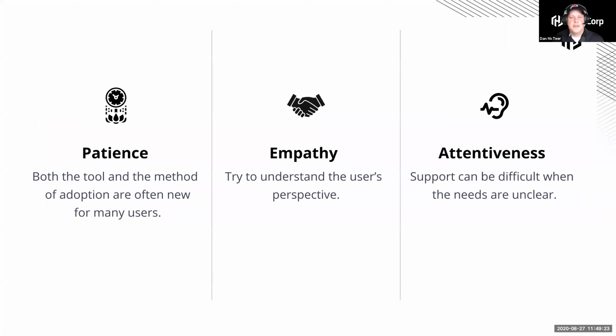So our focus was really these 3 principles. A lot of times you're going to run into people who don't really understand DevOps, much less Vault. And so it's important to be patient with them as they kind of figure those principles out and how to apply them in their own environment. The second principle there being empathy. It's always important to put yourself in somebody else's shoes, see their perspective, and then last but not least, attentiveness. Make sure you understand their use cases. It's difficult to solve a problem if you don't know what problem you're trying to solve.